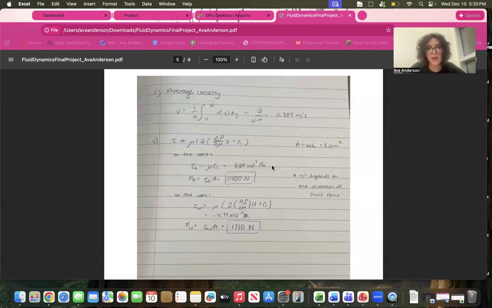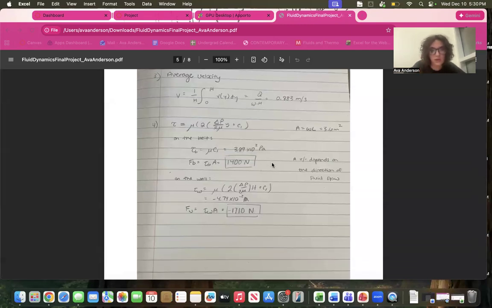I'm going to use 0.883 meters per second. You can solve for the shear forces on the stationary wall and the moving belt or the moving wall. For the moving wall, you're taking mu times c1 to get tau, and that gives you 3.89 times 10 to the second pascals. You can multiply that value by the area, which is W times L, and that ends up getting you 14,000 newtons.